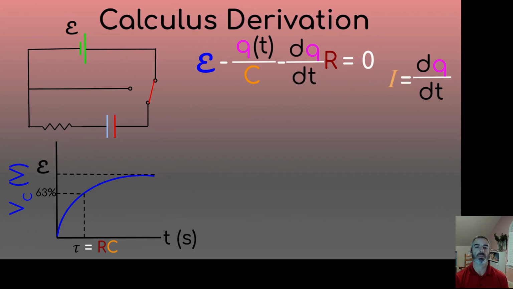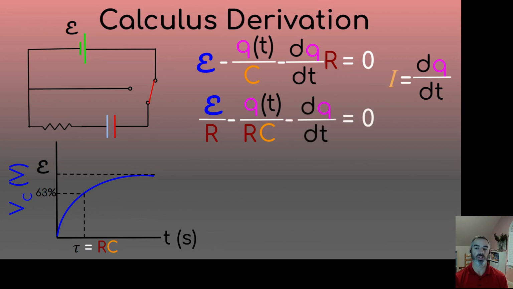And now we're going to do some algebraic manipulation. We're going to divide each individual term by R, and the reason for that is we want RC in our equation because that's our time constant. So when we divide by R, it gives us our equation, and we can add dQ over dt to the right side of the equation.